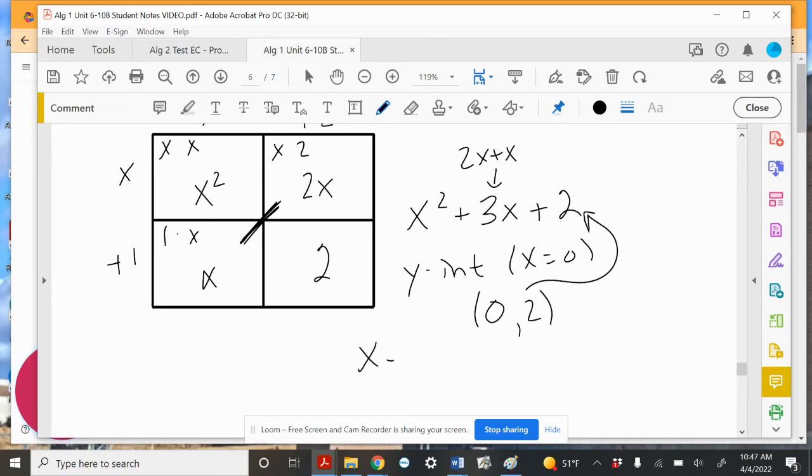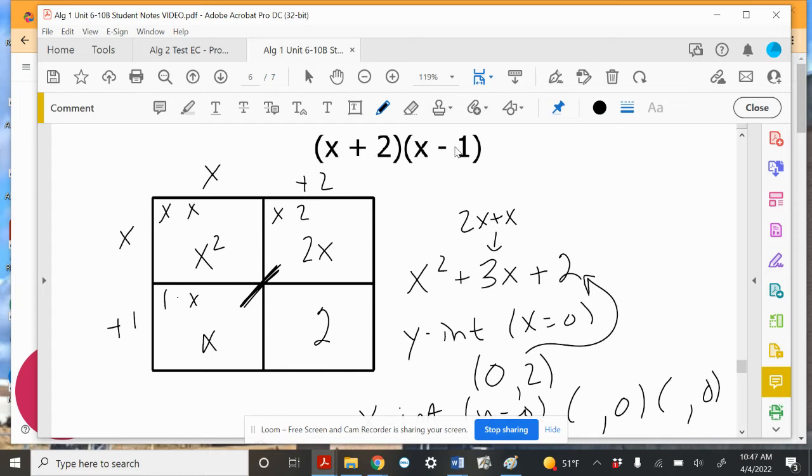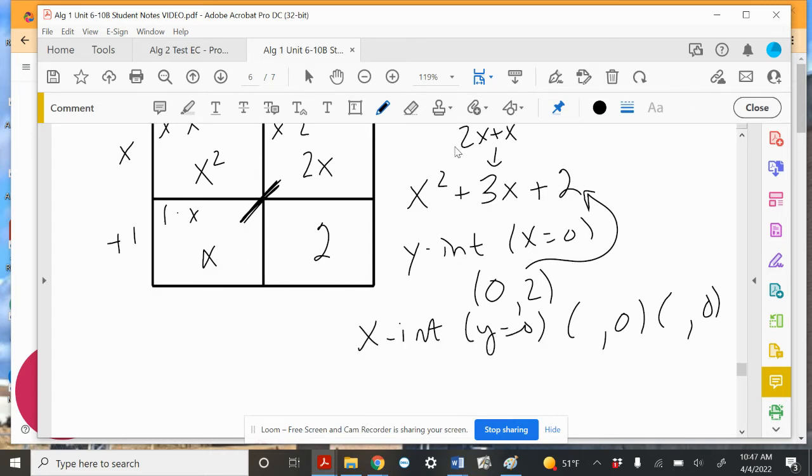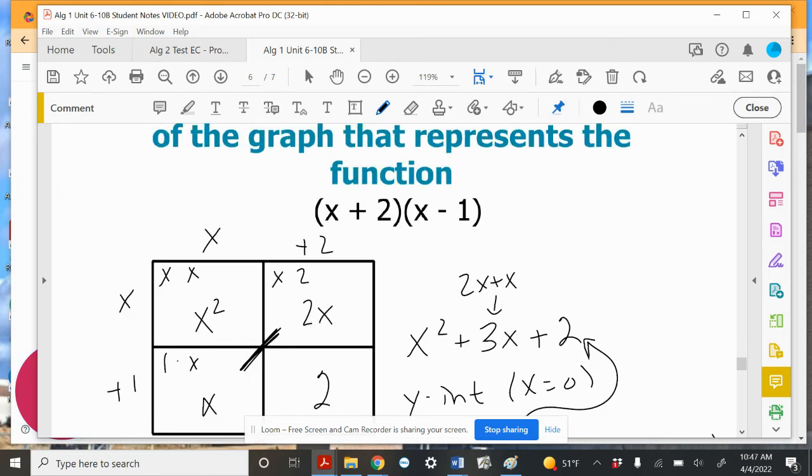And then for my x-intercepts, I know that y is equal to 0. So I have something 0 and something 0. I can just look at it in this form. I have minus 2 and plus 1. So I have minus 2 and positive 1. Did I do that wrong? I did. Look at that. And so I didn't realize that till I just saw that.